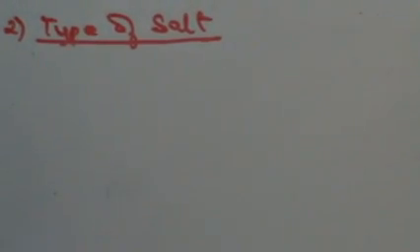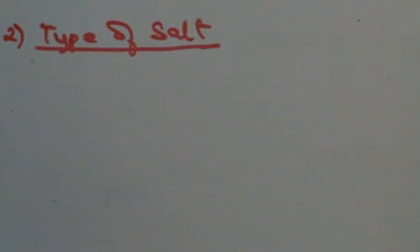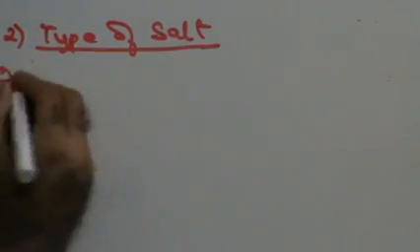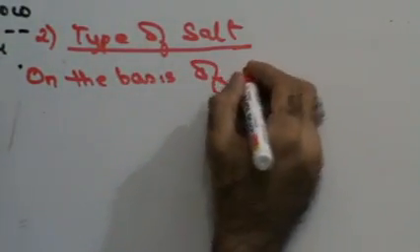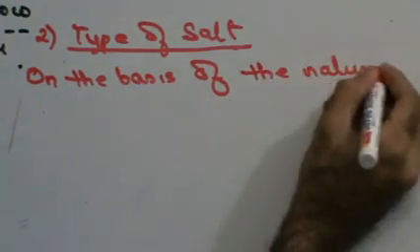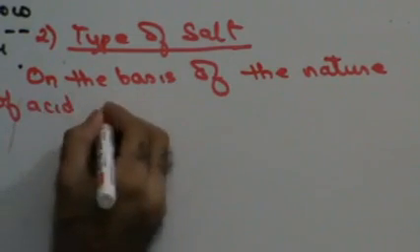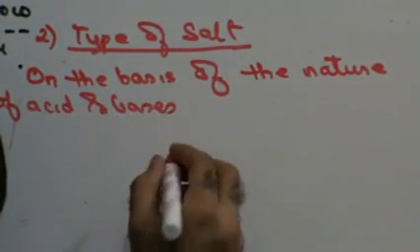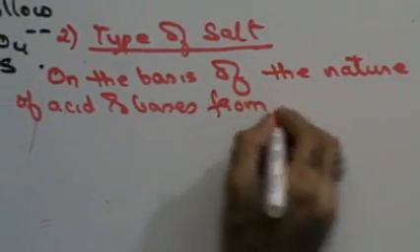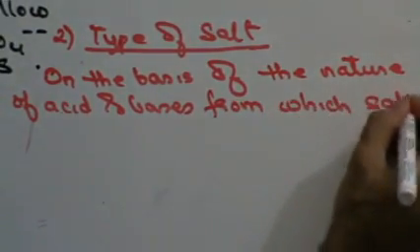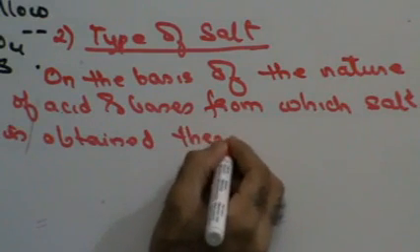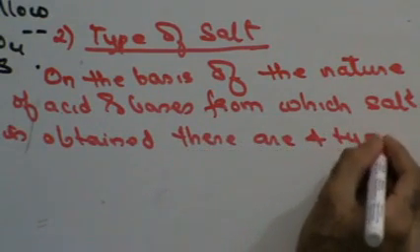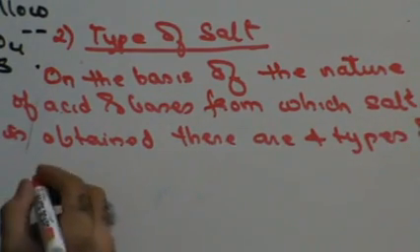Let's see the types of salt. Now on the basis of the nature of acid and bases from which the salt is obtained, you have 4 different types of classification of salts.